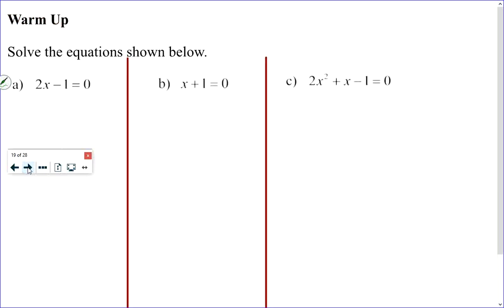Solve these equations. 2x minus 1 equals 0. x plus 1 equals 0. Take literally 10 seconds of your time and write out the solution to these first two equations. Shouldn't be much more than 10 seconds.